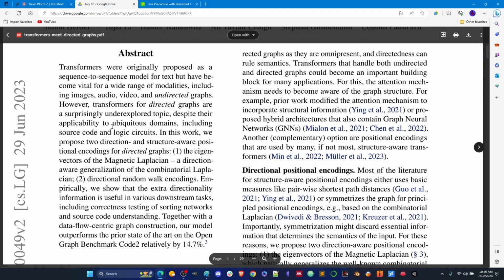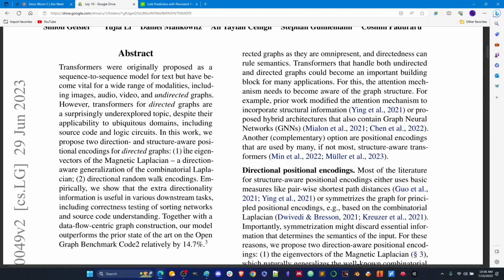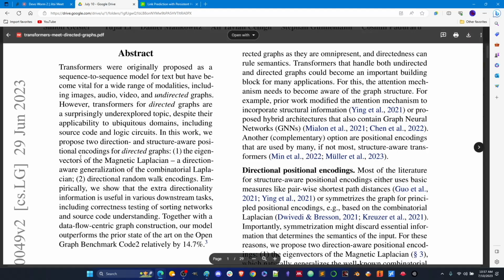In this work, we propose two direction- and structure-aware positional encodings for directed graphs. So they're doing direction- and structure-aware positional encodings. The positional encoding is like, what's the position in the order. So is it before or after, basically.